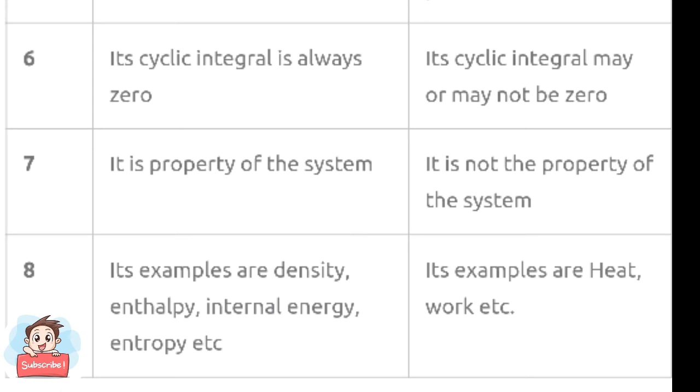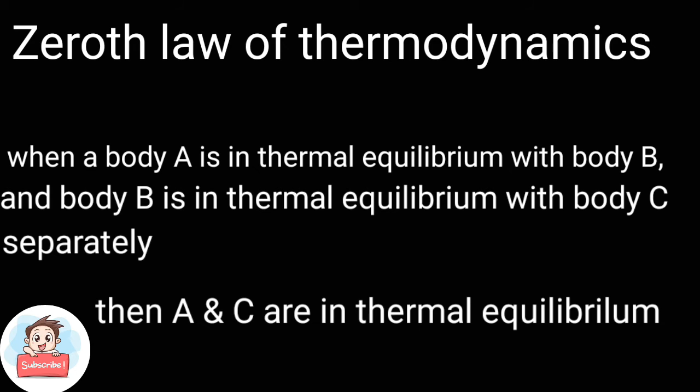that is the zeroth law of thermodynamics. The zeroth law of thermodynamics provides the concept of temperature. Let's see the statement of the zeroth law. When a body A is in thermal equilibrium with body B, and body B is in thermal equilibrium with body C separately, then body A and body C are in thermal equilibrium. So this is the statement for the zeroth law of thermodynamics.